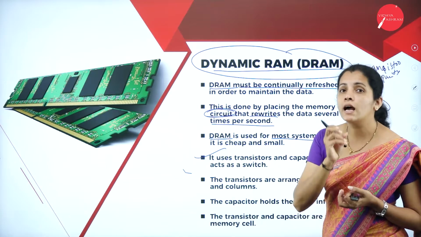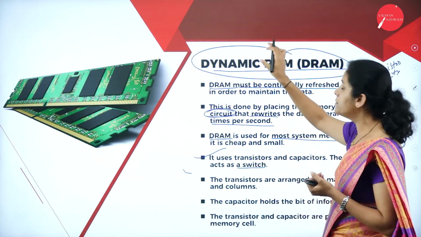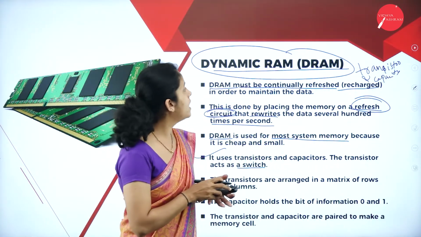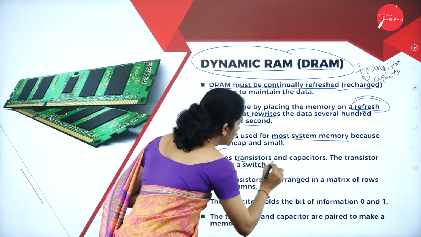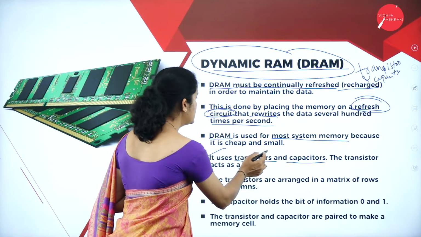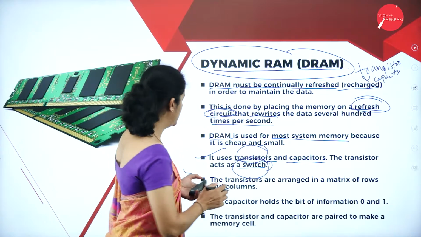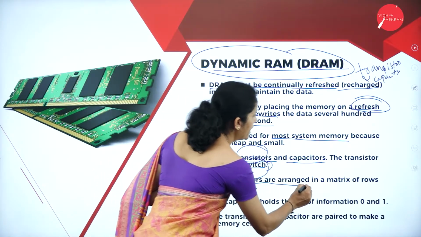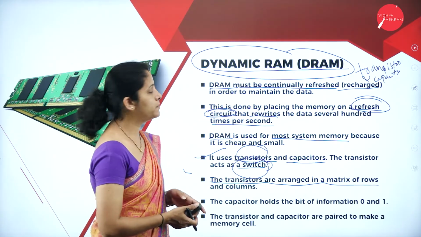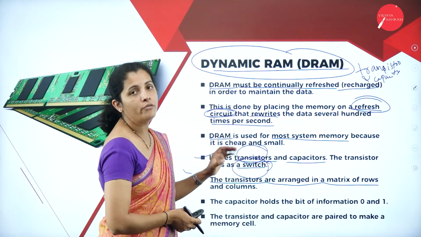So here the transistor acts as a switch. I repeat, dynamic memory, that is dynamic random access memory, is made by using transistors and capacitors. And here the transistor acts as a switching device, that is nothing but a switch. The transistors are arranged in a matrix of rows and columns. That means the transistors are placed in the form of a matrix.